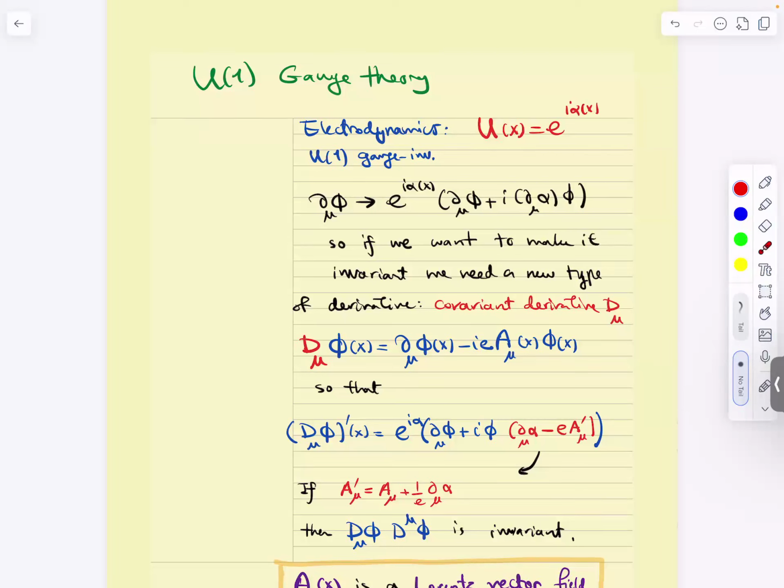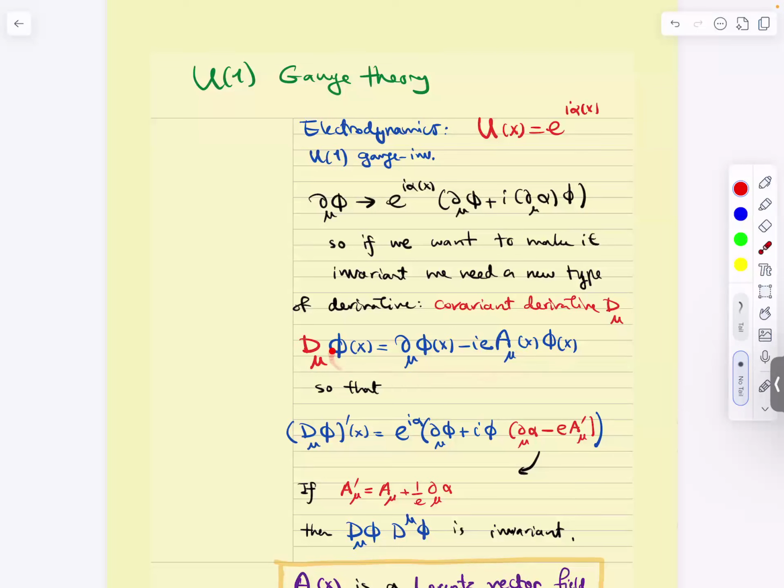All right, so you have a field phi. You take a derivative of it, and this is how it transforms under this transformation. If you want to force this to be invariant, you have to change your notion of derivative. You define what's called the covariant derivative. The covariant derivative is del mu of phi of x minus a bunch of things, i.e. a mu of x phi of x.